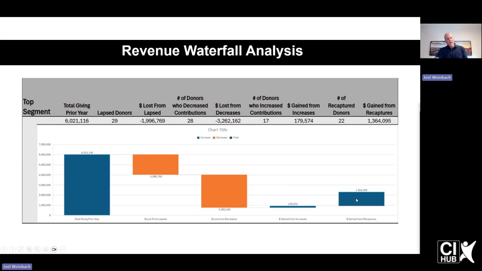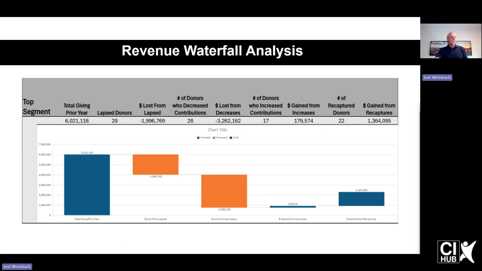And then we had, from prior years, 22 recaptured donors in the top segment that came back in. Recaptured donors are easier to acquire than new donors, and they have a higher lifetime value, so they're important. We got 1.3 million or a little more from recaptured donors. So at the beginning of 2025, if you knew this was what was going to happen, you'd be starting $3.5 million in the hole, which means you'd have to find $3.5 million in new top segment donors just to get back to the same fundraising level as the year before.